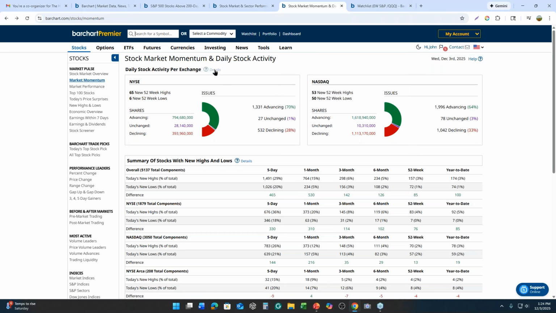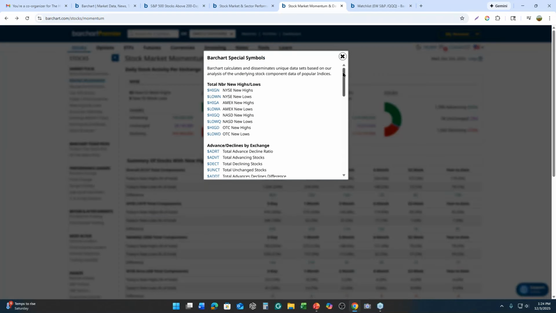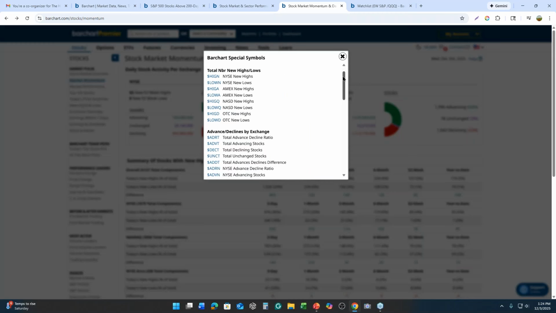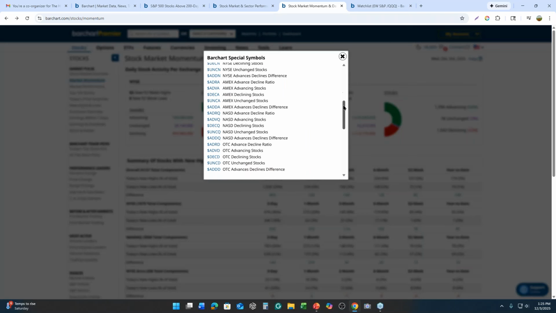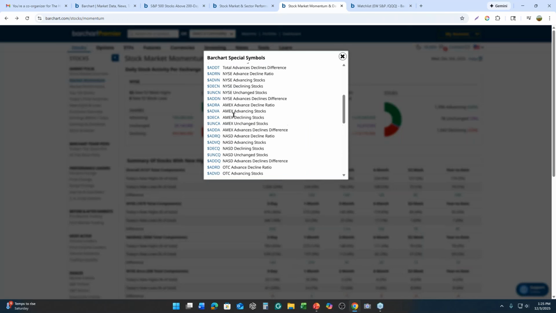Well, we go to this hidden screen, details, and we're going to look at advance and declines, in this case by exchanges. Now, if you're not familiar with Amex, that is the American Stock Exchange, and American Stock Exchange was the predecessor of the S&P. So let's look at the advances and decline ratio. There it is, right here, ADRA. And let's open up that chart.